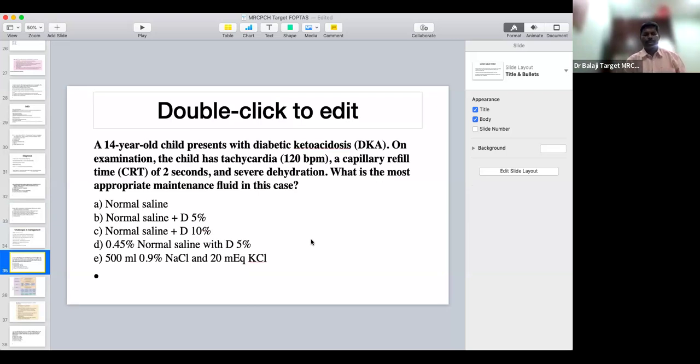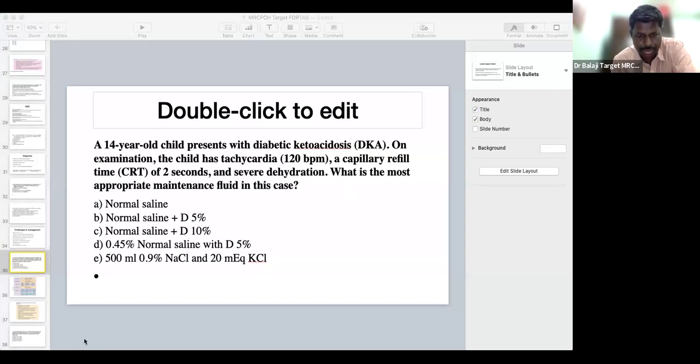Okay. So now DKA is a topic which they keep asking again and again. So can someone tell the answer? A 14-year-old child presents with diabetic ketoacidosis. Child has tachycardia, capillary refilling time is 2 seconds. Severe dehydration is there. So what is the most appropriate maintenance fluid? What is the maintenance fluid which you are going to choose? So who wants to try this?